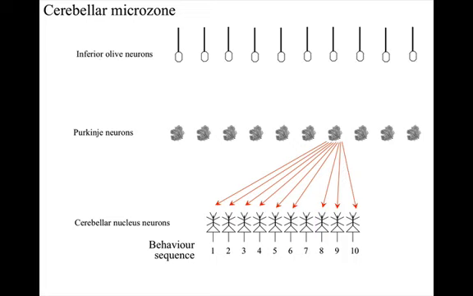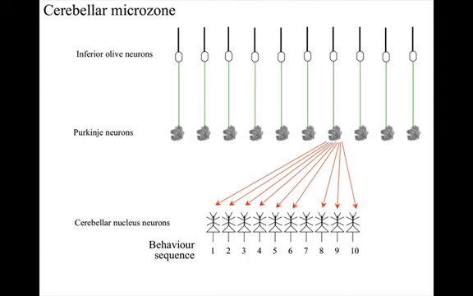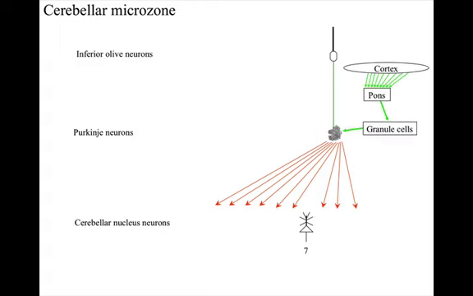There's also a group of inferior olive neurons making up part of the microzone. One of these neurons targets just one Purkinje cell, and when the inferior olive neuron fires, its effect is to reduce the strength of all the recently active synapses on the Purkinje cell that are derived from the cortex via the pontine nuclei and the granule cells. The inferior olive neurons are inhibited by cerebellar nuclei neurons.